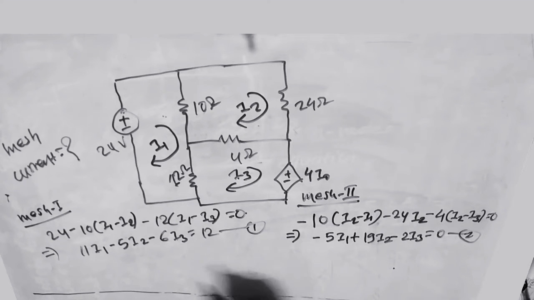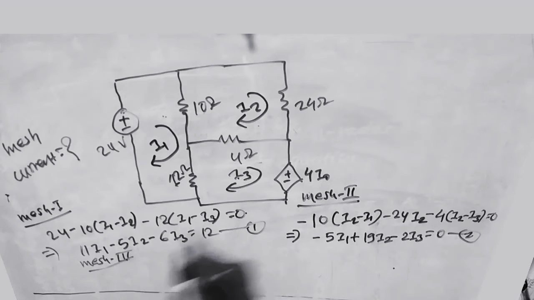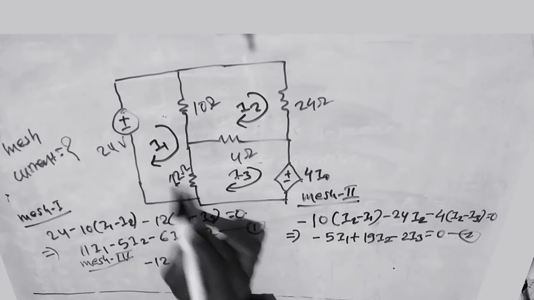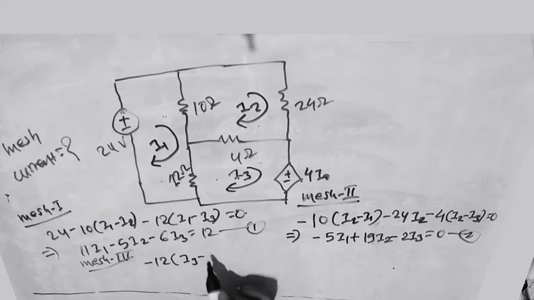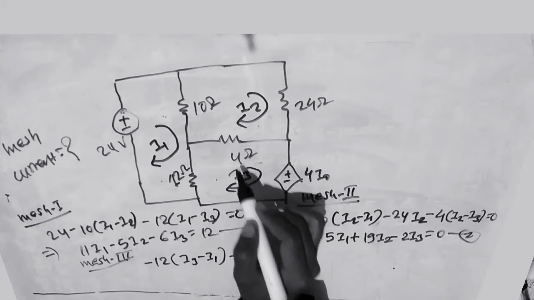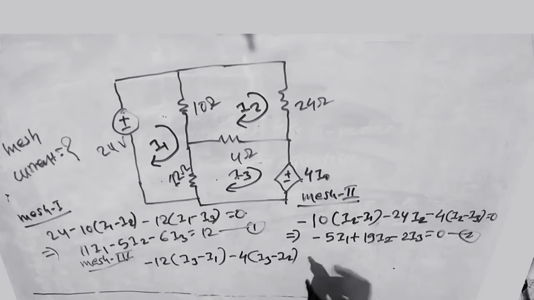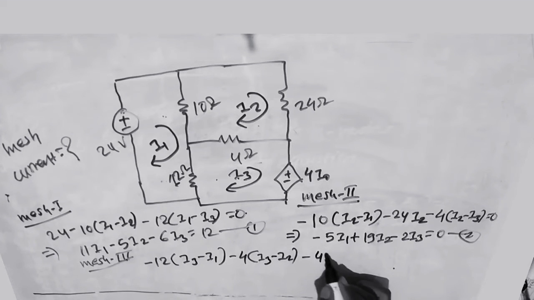And for mesh third we can write minus 12, where 12 is common to mesh first and mesh third, so 12 into (I3 minus I1), and minus 4, since 4 is common to mesh third and mesh second, so minus 4 into (I3 minus I2), and again plus 2 minus, so minus 4 I naught.